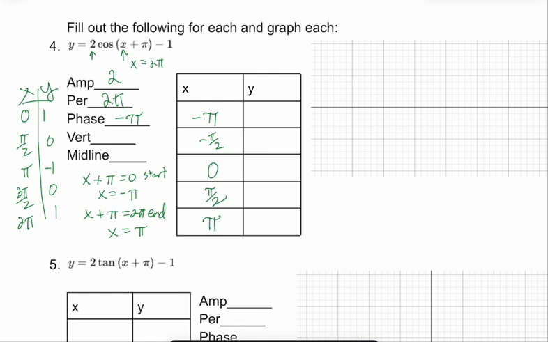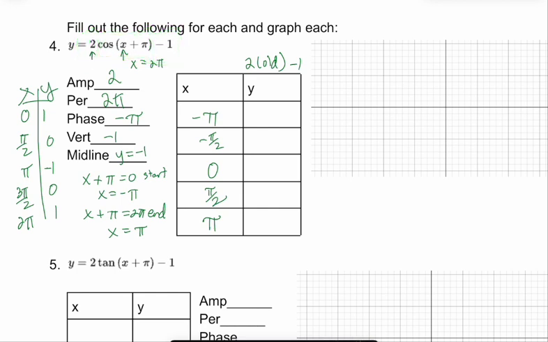The vertical shift is the number you see there, or you could write down 1. The midline is at y equals negative 1. Now, we use the chart that we've seen on the left there for the cosine: 1, 0, negative 1, 0, 1. To find the new y's, remember, it's just going to be 2 times the old minus 1.